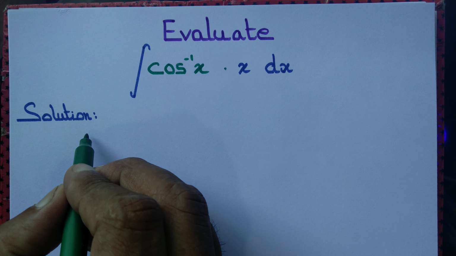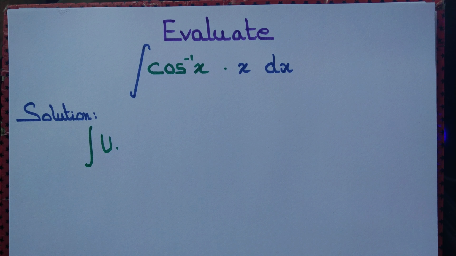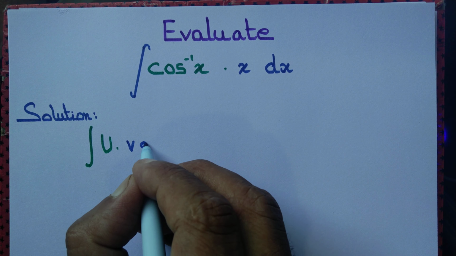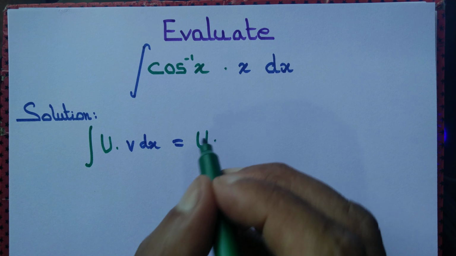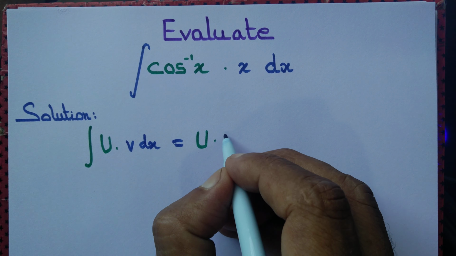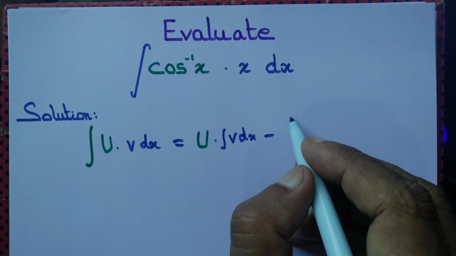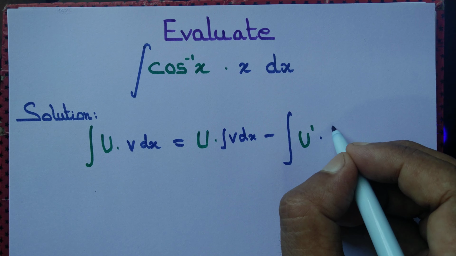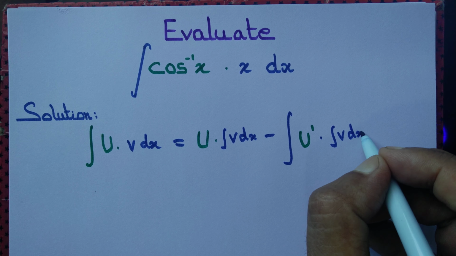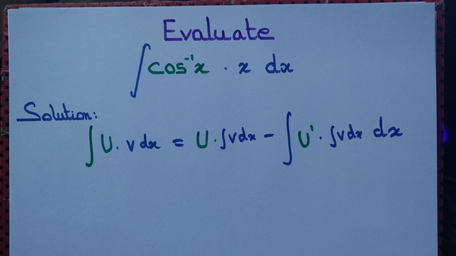Product rule says the integral of the product of u and v dx is equal to the first function, that is u, times the integral of v dx, minus the integral of the derivative of the first function, that is u dash, the derivative of u with respect to x, multiplied with the integral of v dx, and then this product has to be integrated once again. That is all about the product rule.